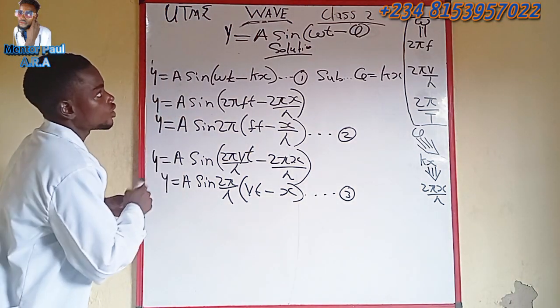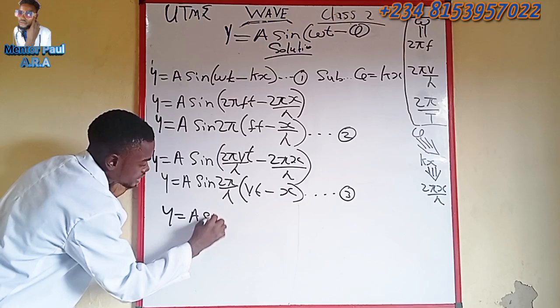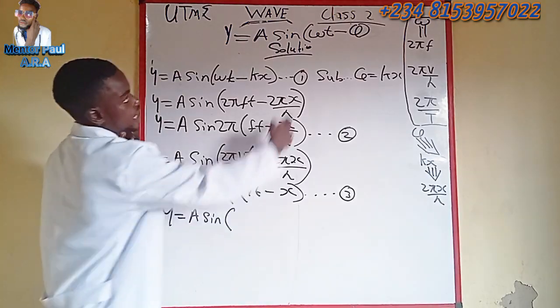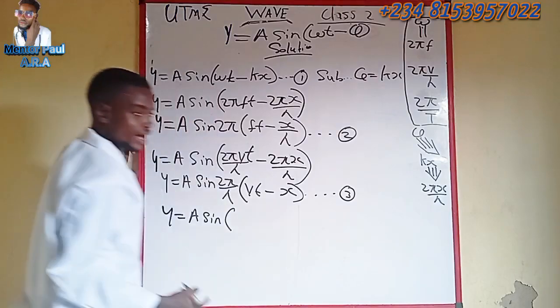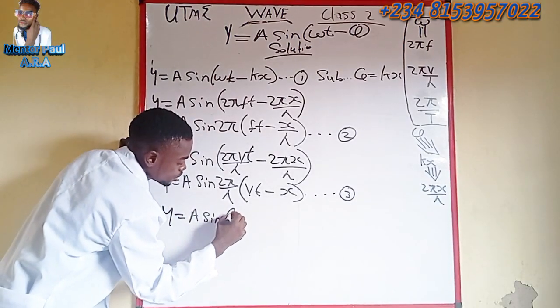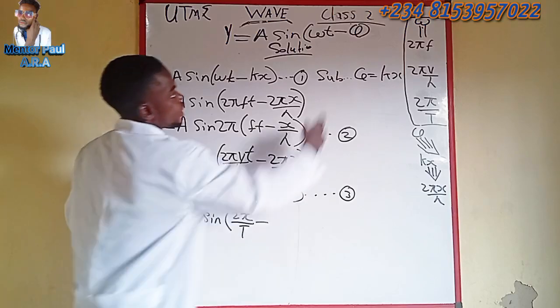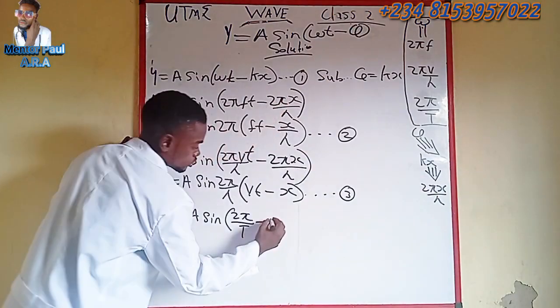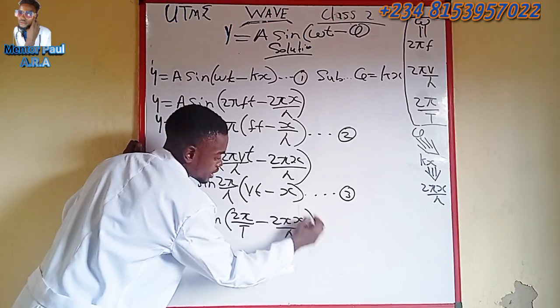Hope you get that. Now we have that y is equals to a sine bracket. What do we have as w here? W we are now going to use as 2 pi over T, which is period. 2 pi over T minus what we have as phase angle to be what? 2 pi x over lambda.